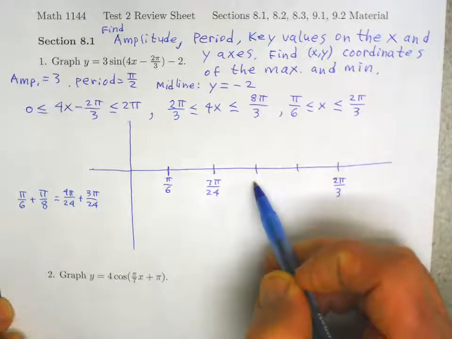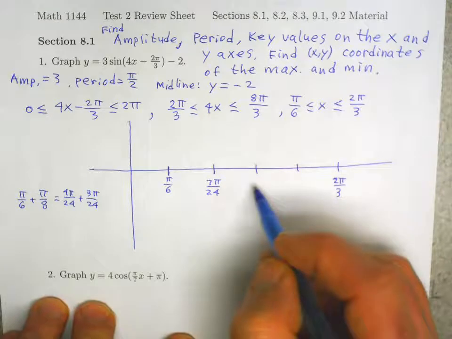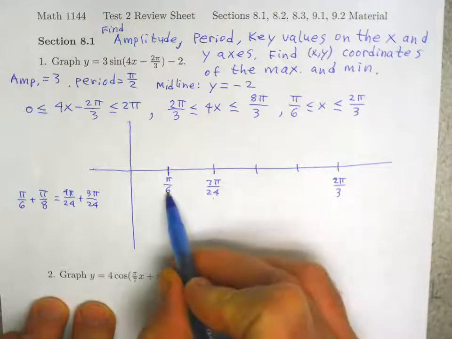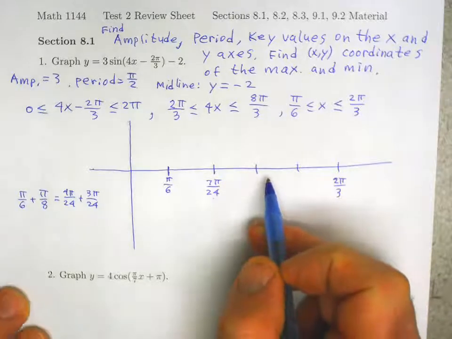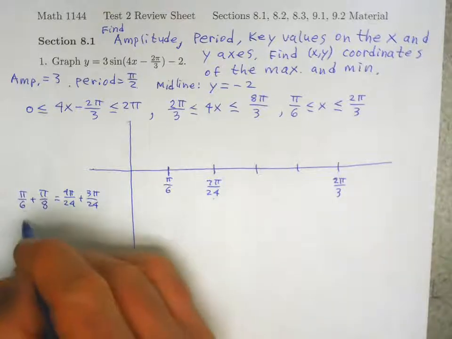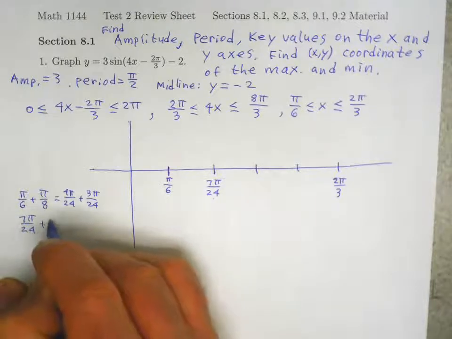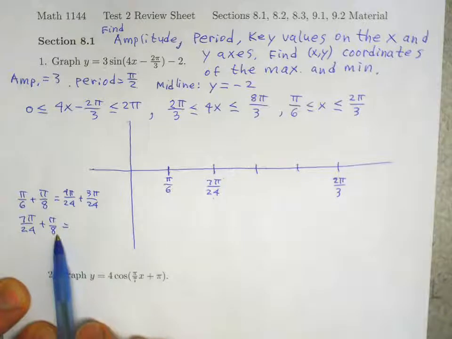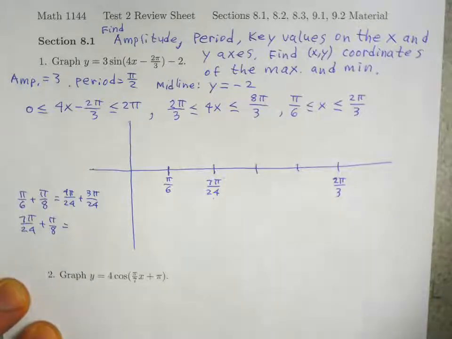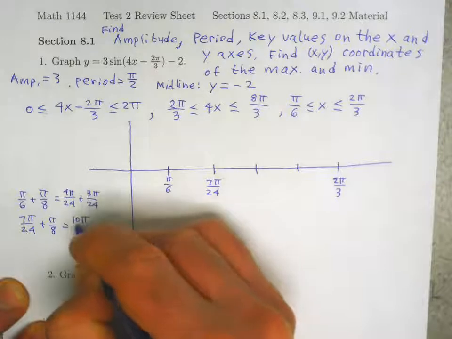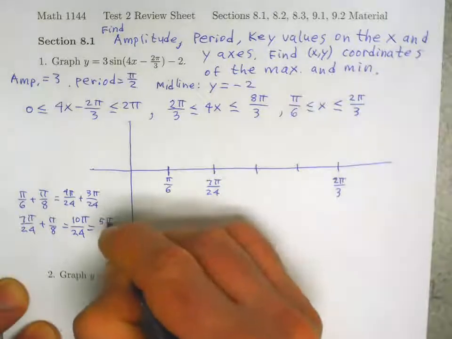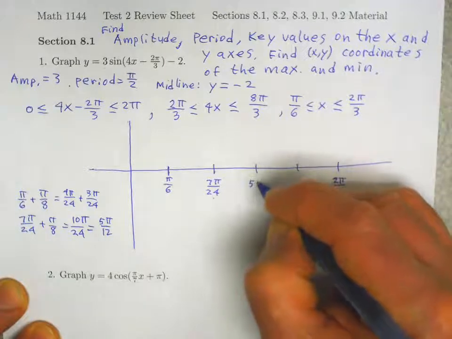To find this point, we can do one of two things. We can add pi over 8 to 7 pi over 24, or we can add pi over 4 to pi over 6. We'll get the same number either way. But let's start with 7 pi over 24 and add pi over 8 to it. The common denominator is 24, so pi over 8 becomes 3 pi over 24. 7 pi over 24 plus 3 pi over 24 is 10 pi over 24. And we'll write this in lower terms, 5 pi over 12. So that's the middle point, 5 pi over 12.